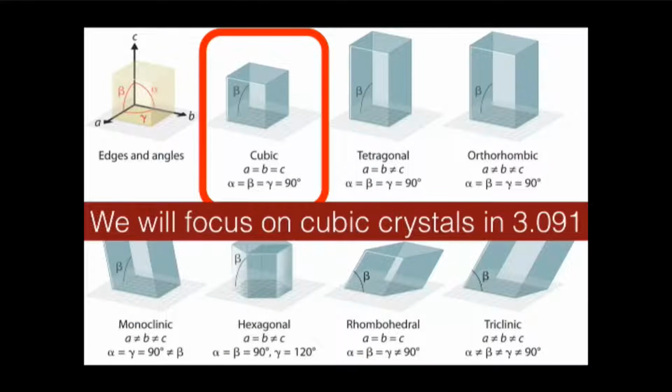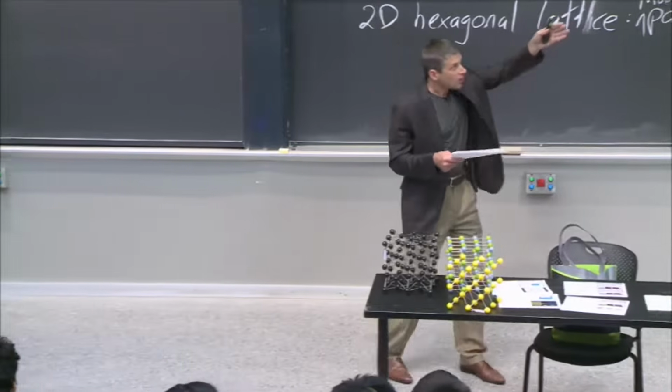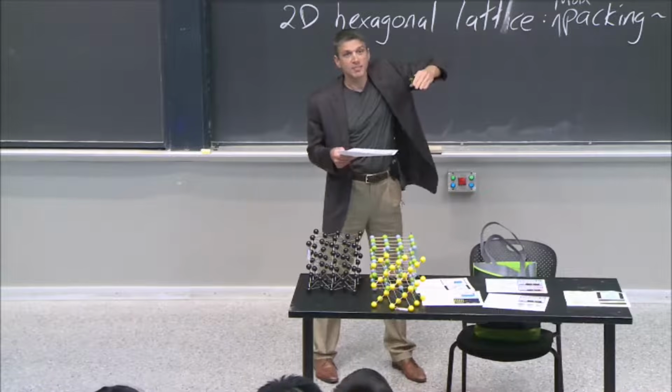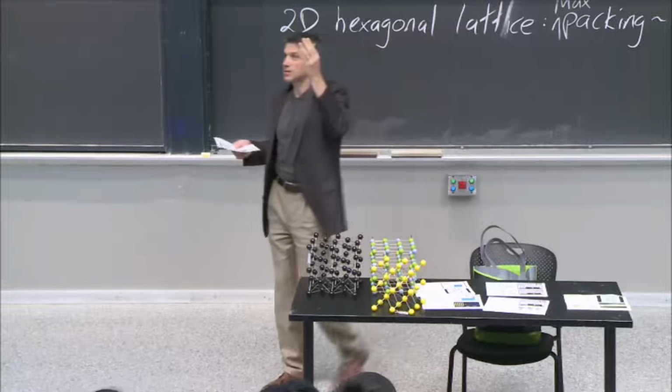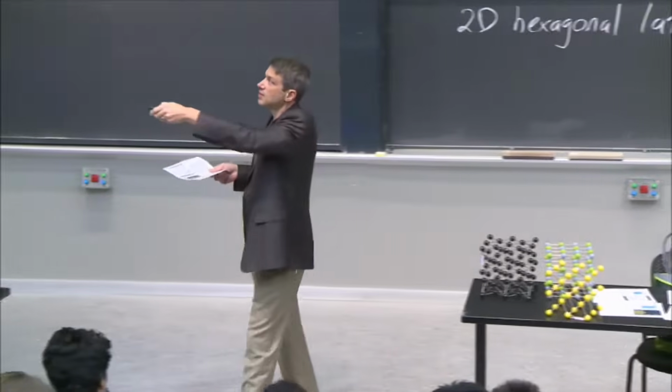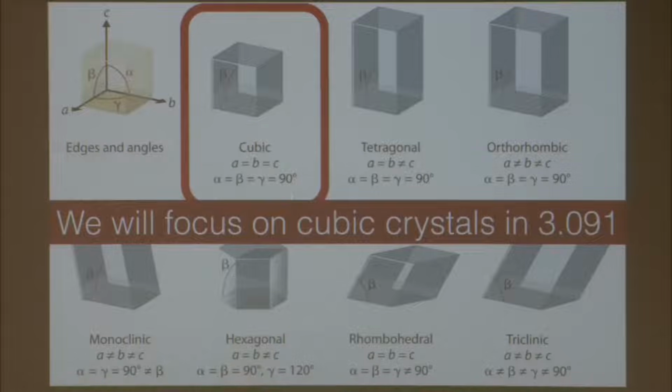What does that mean? Well, it means that all the lattice vectors are the same. Each one has a length a. They're orthogonal to each other, right? Which means that the angle is 90 degrees. So we've got a cube.